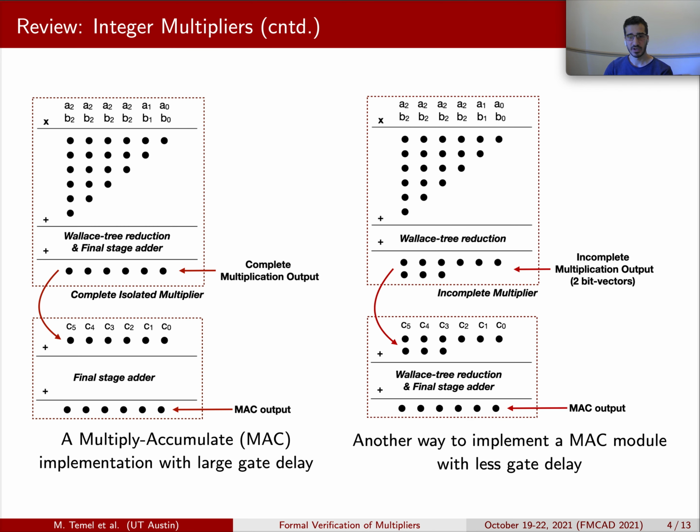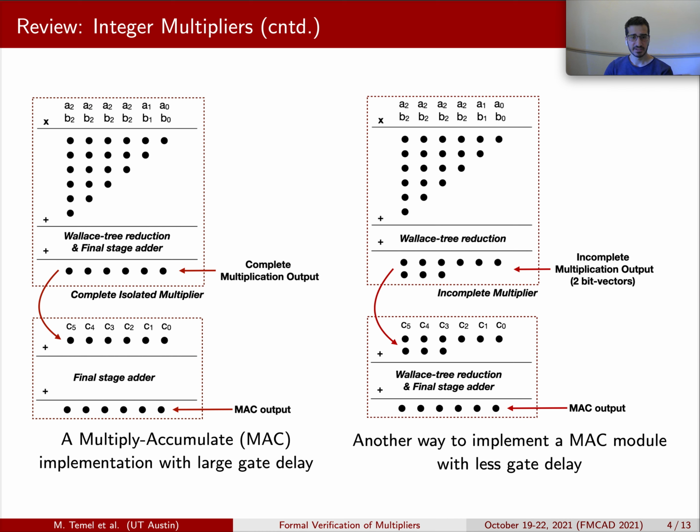Let's take a look at different ways to implement a multiply accumulate, aka MAC module. A MAC module aims to implement multiplication of 2 numbers added to a third operand. For example, the design on the left here uses an isolated multiplier to multiply 2 numbers, and an additional vector adder that adds the third operand to the multiplication result.